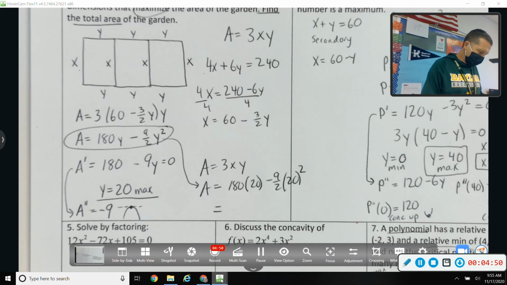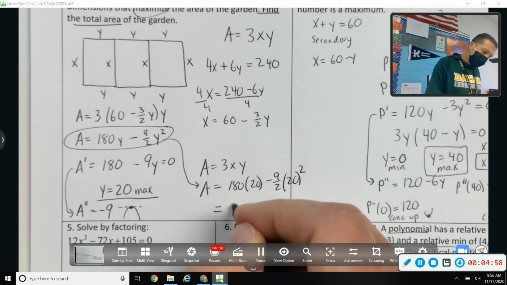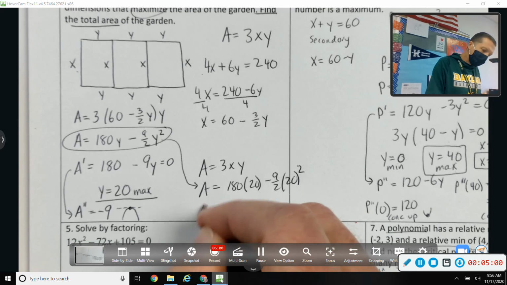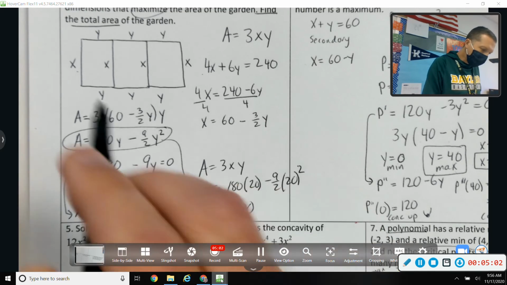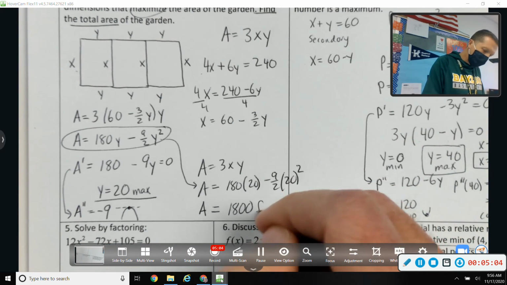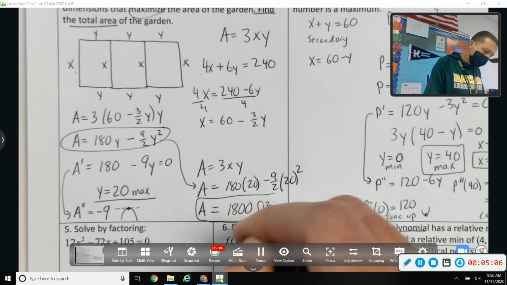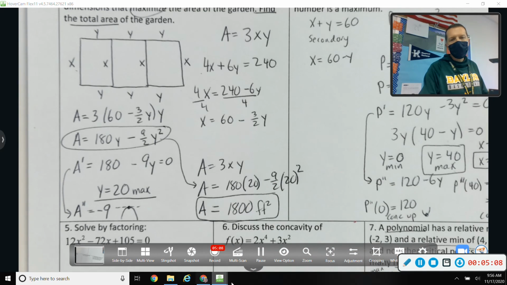180 times 20 minus 9/2 times 20 squared equals 1800. And units, we were in feet, so feet squared. Again, make sure you answer the right question. Y equals 20. I'd give you most of the points on a free response because you did all the calculus right. But you'd lose a point or two if you didn't find the area on that one.